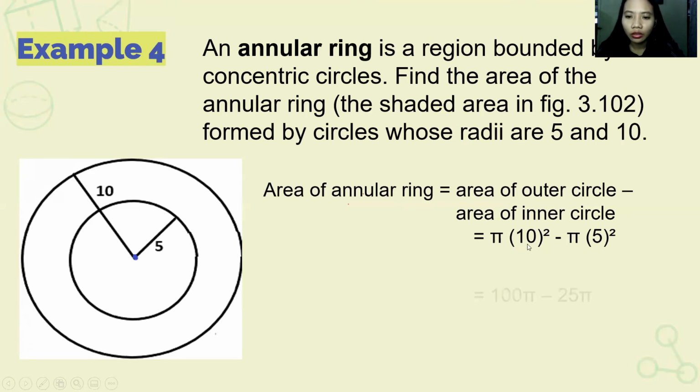So here, 10 times 10 is 100 times pi, minus 5 times 5 is 25 times pi. So 25 pi. So 100 pi minus 25 pi is 75 pi square units. So let us proceed now to example 5.